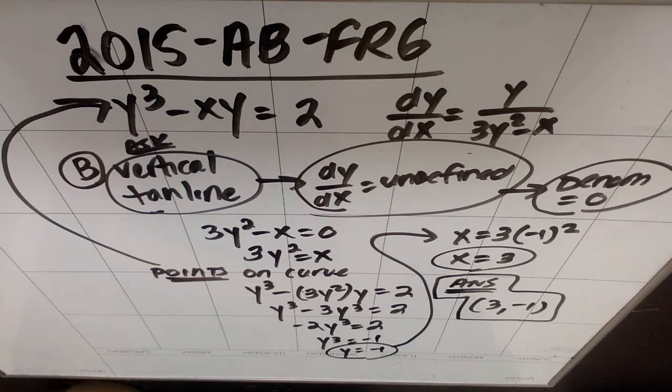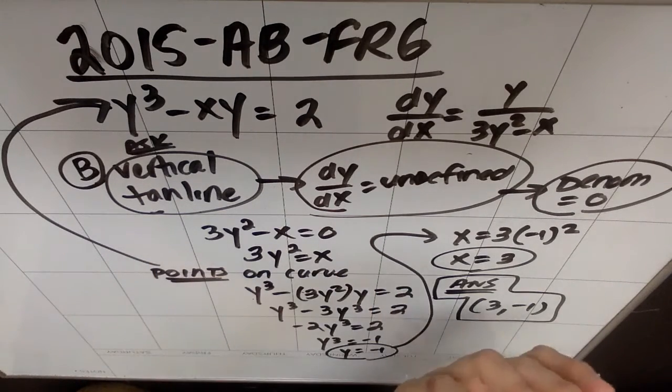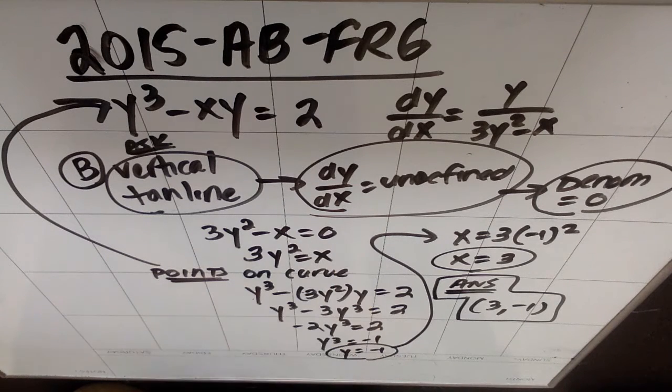So again, it took you knowing that a vertical tangent line means that the derivative is undefined, which means the denominator is 0, which gives you this first equation. And then you have to remember that it has to be a point on the curve, so you have to substitute back into the original equation.